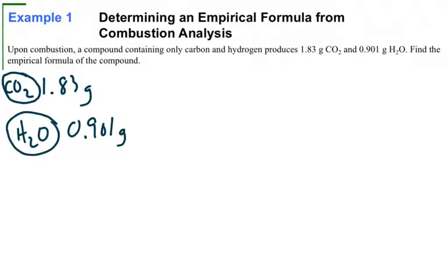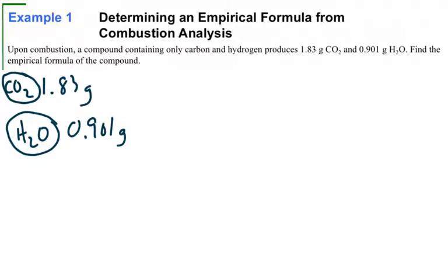So what I'm going to do is show you how to use the 1.83 to figure out how many grams I have of carbon, and how to use the 0.901 to figure out how many grams I have of hydrogen. Now, here's how you do this. I'm going to show you this from scratch.